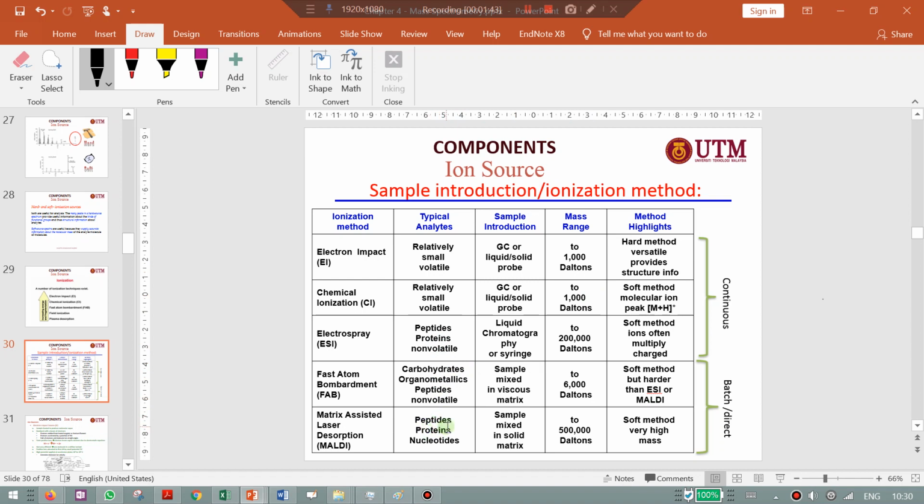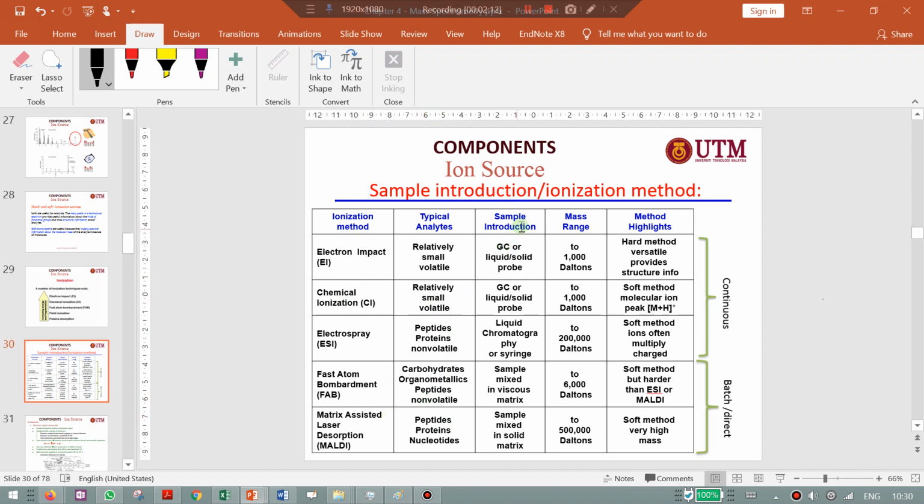And of course, at the end, we can analyze a lot of peptides, proteins, and nucleotides. If we analyzed all these using electron impact and chemical ionization, our protein would break into parts, making it difficult to identify the parent compound. That's why, if we want to analyze proteins, carbohydrates, and for example nucleotides as well, we need a softer technique.